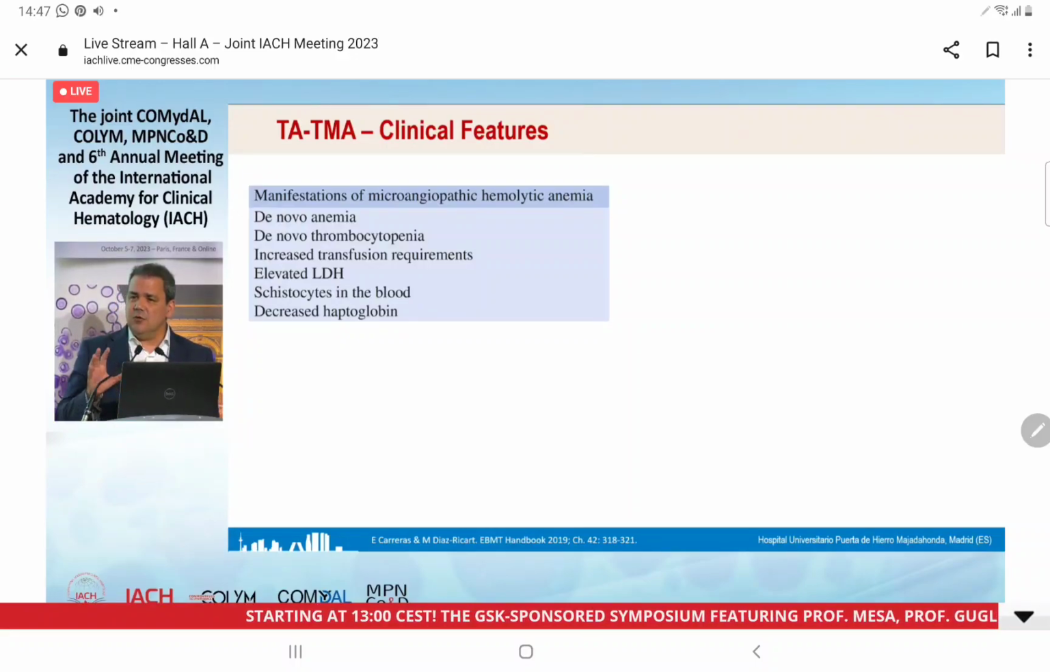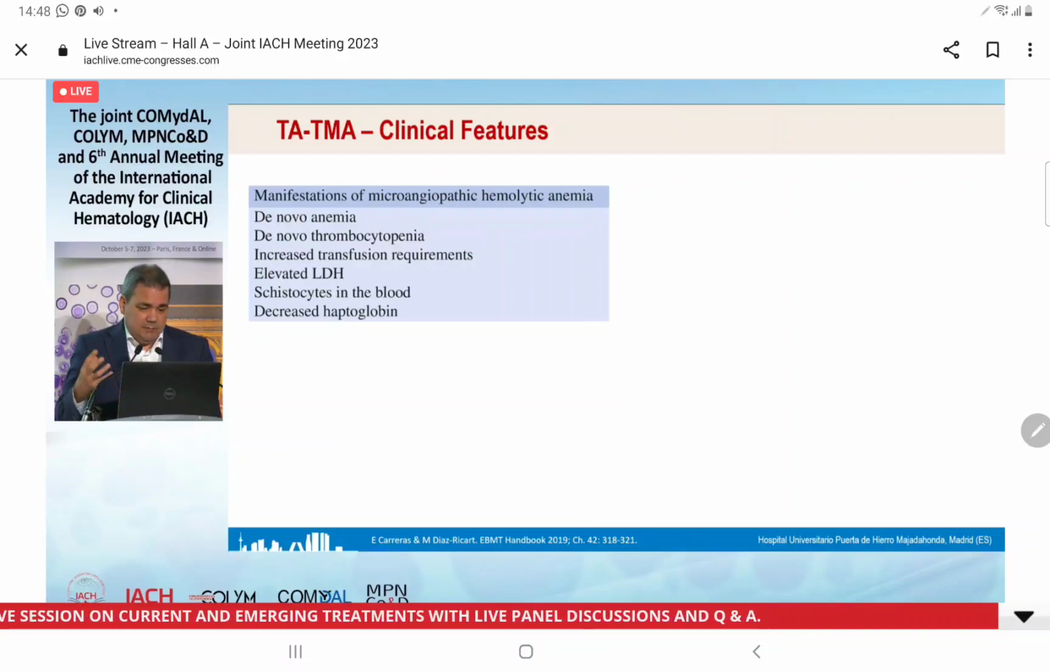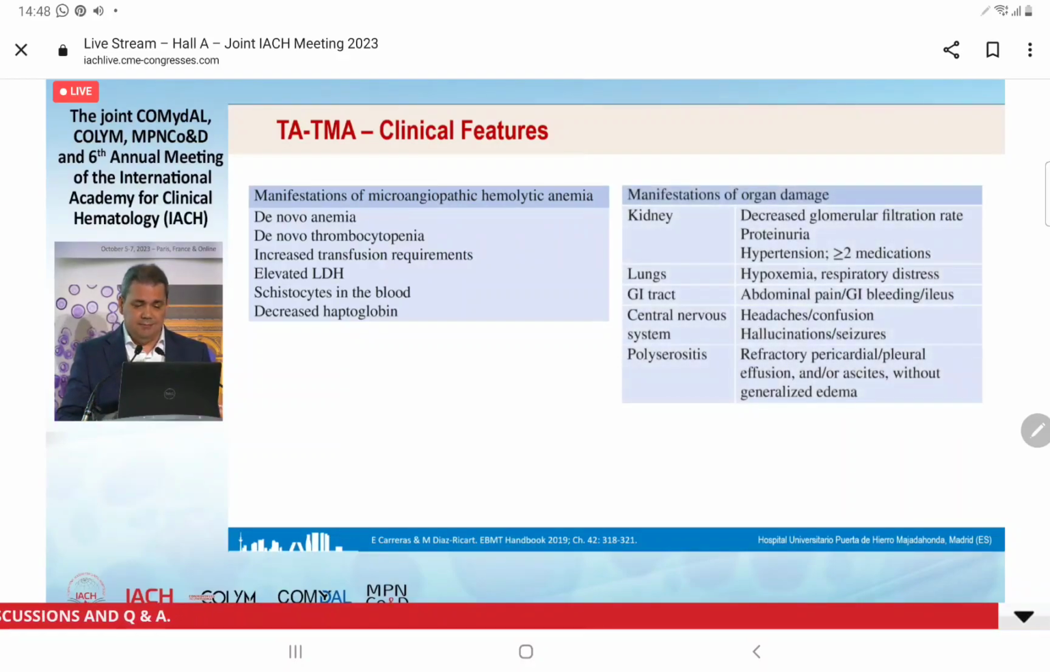Now the manifestations and clinical features. We have manifestations of microangiopathic hemolytic anemia, and these are the blocks from our EBMT handbook: anemia, thrombocytopenia, increased transfusion requirements, high LDH, schistocytes, with all the difficulties that they have to validate among different centers. EBMT has been one of the key studies to show the difficulty in assessing schistocytes. Then decreased haptoglobin, and manifestations of organ damage: kidney, lungs, GI tract, CNS, polyserositis.